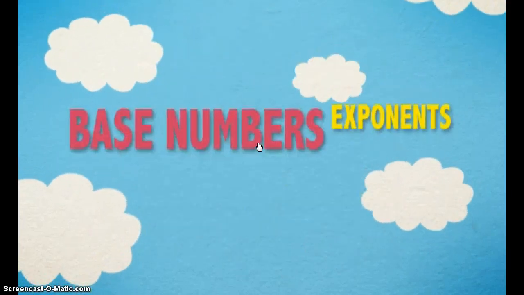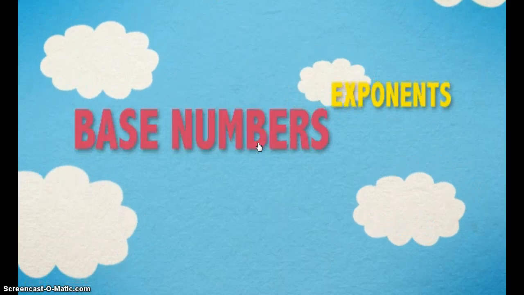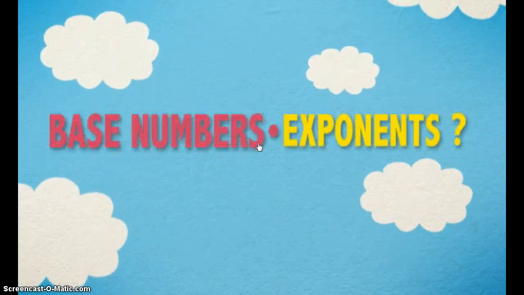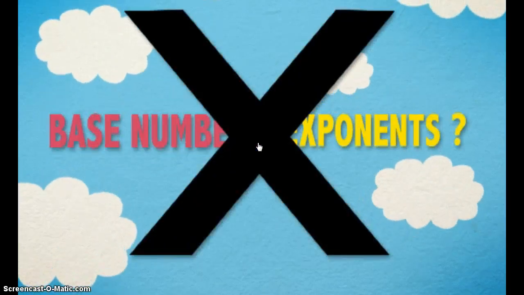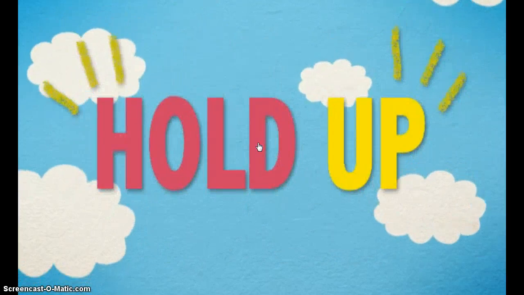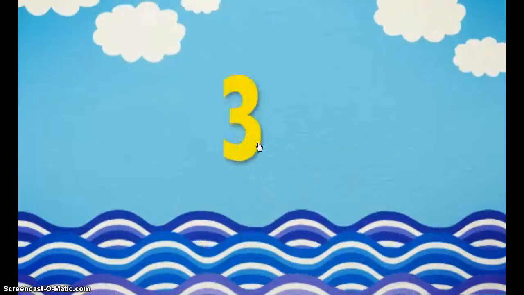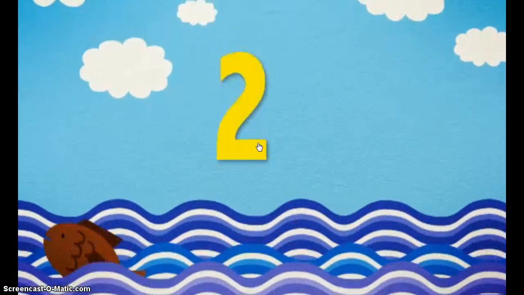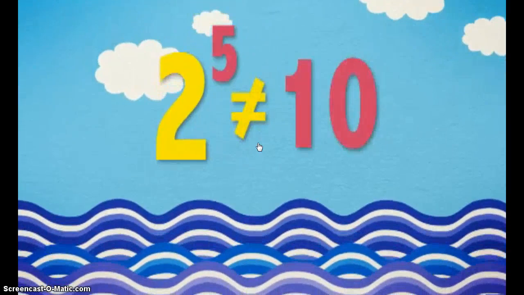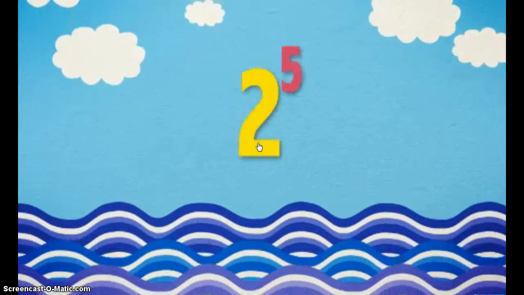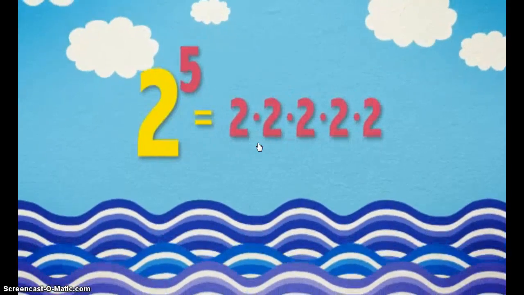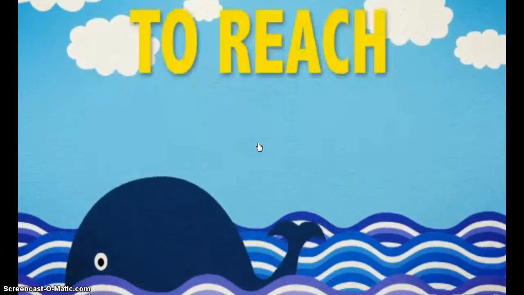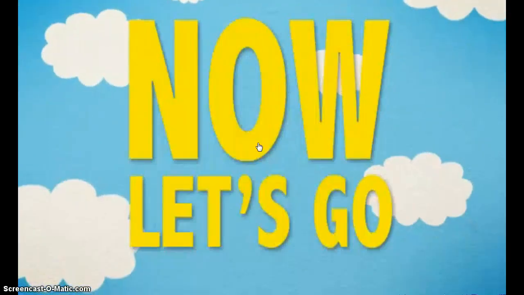Let's begin. Exponents are little numbers that ride on the shoulders of a base number, alright? Exponents tell you to multiply, but don't multiply the exponent by the base that it rides, cause that's a common mistake. Hold up, wait, pump the brakes. 3 to the 9th isn't 3 times 9, it's 3 times 3, 9 times. Or take 2 to the power of 5. If you said 10, you need help, Einstein. It's 2 times 2 times 2 times 2 times 2, which is 32. So get wild and excited like an expo, to reach your exponential potential, now let's go.